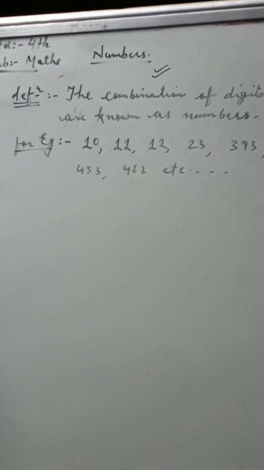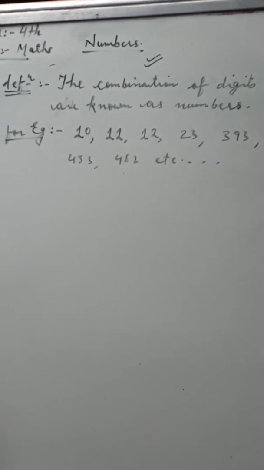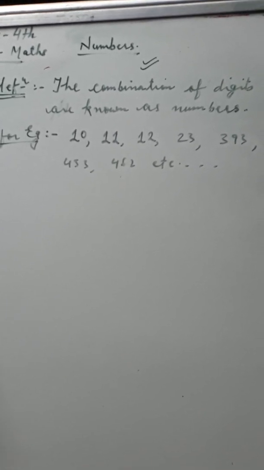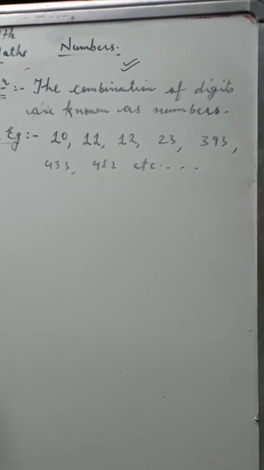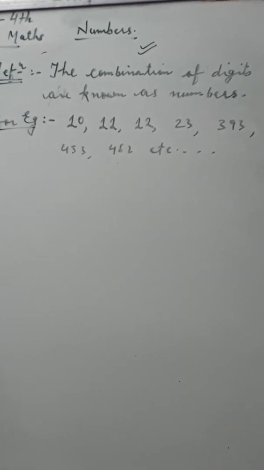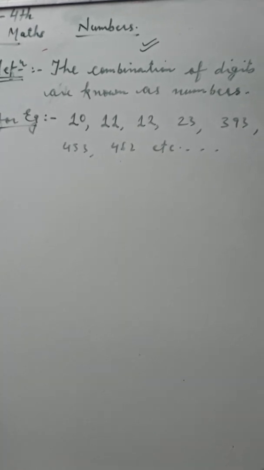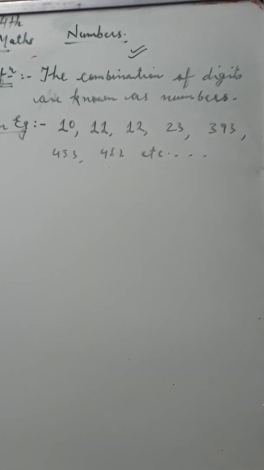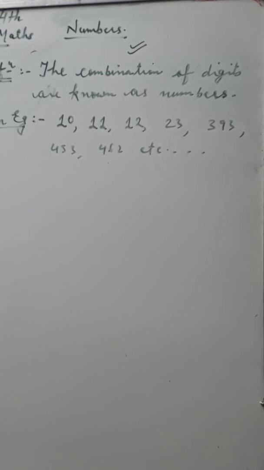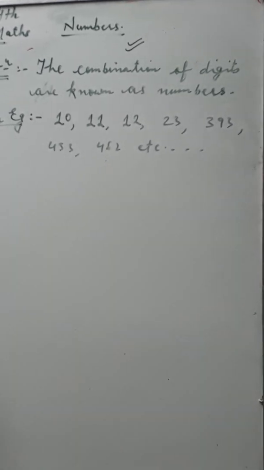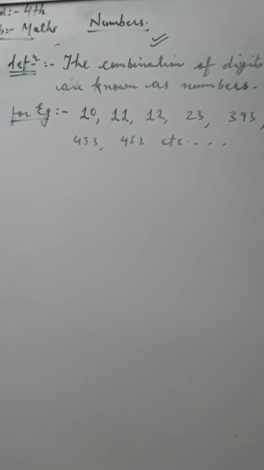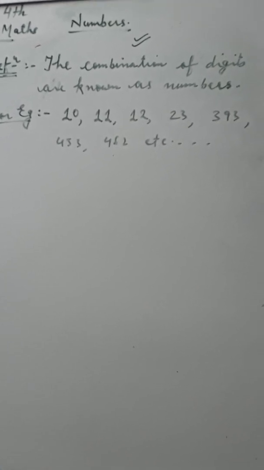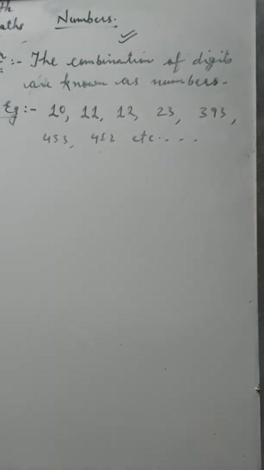So my students, see the definition of numbers. First of all, you have to write the definition and the example of numbers. The definition said that the combination of digits is known as numbers.